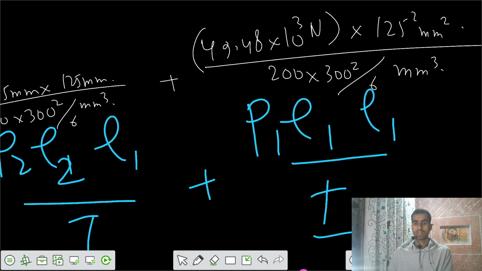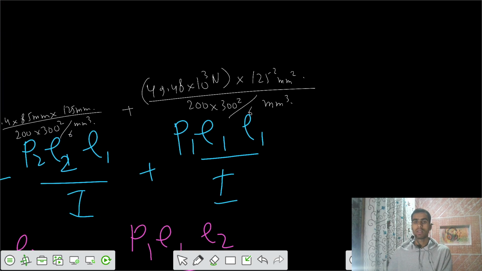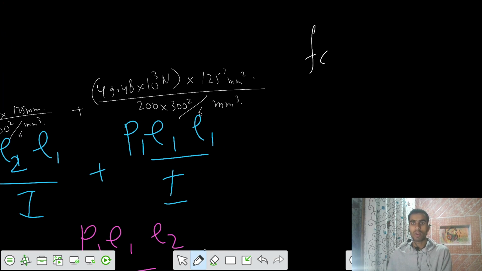So that's your stress here at the level of 1. That's stress 1. FC1 is equal to, you can verify that also, and it's coming out to some value.